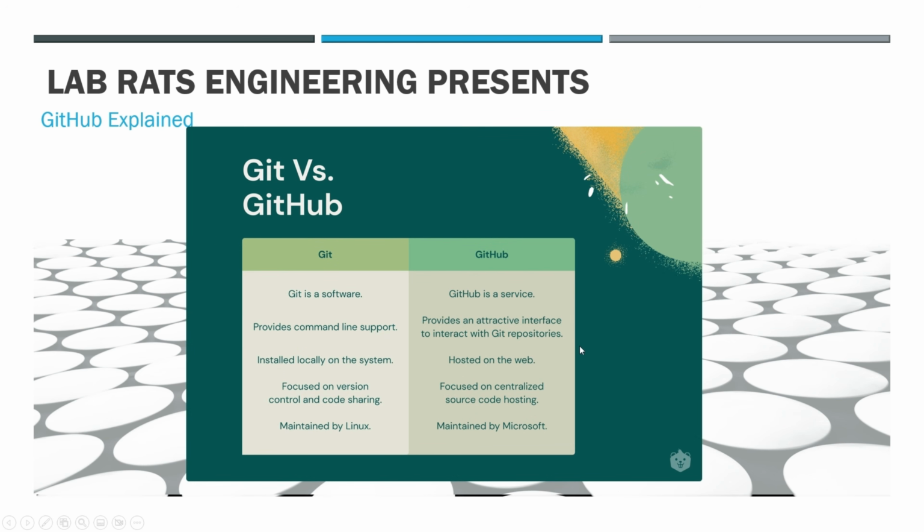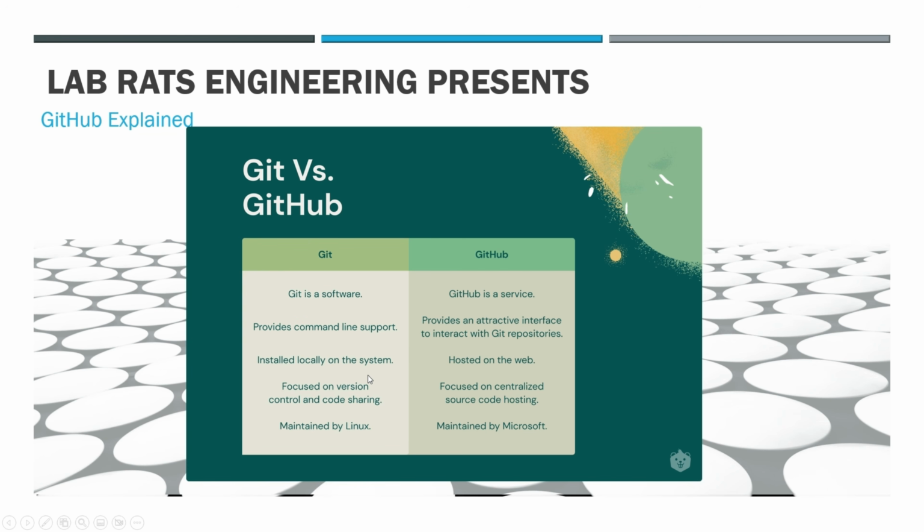We can see that Git is a software tool, whereas GitHub is a service. Git provides command line support through a terminal, and GitHub provides an attractive interface, a GUI, to interact with the Git repositories.